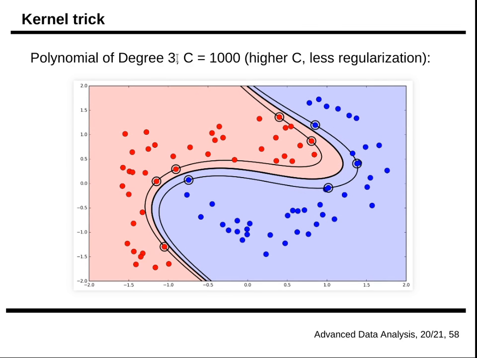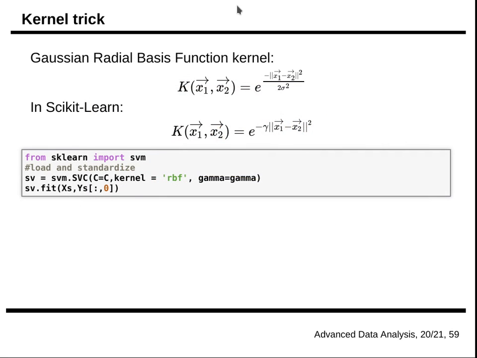This is an example with degree 3 and C of 1000. We don't really allow any penetration of the margin. So now we have this frontier, and we only have points that lie on the margin that are the support vectors.